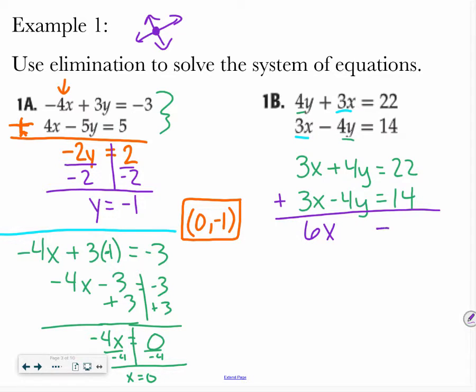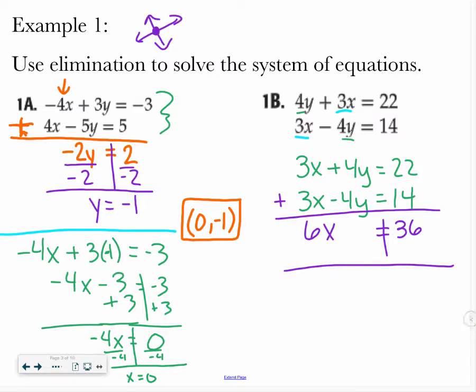So I have 6x, and 4y plus a negative 4y is just 0. I don't have to write that. And then we have 38, 36. My math is off today, guys. Okay, so we have 36. Now I have 6x equals 36.